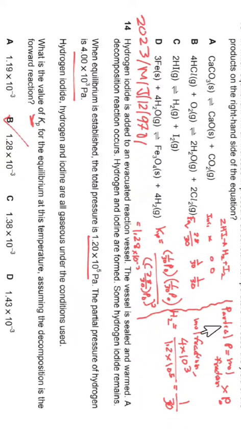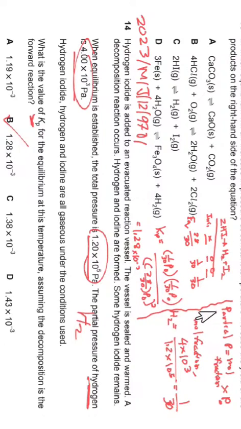So for this reaction we have hydrogen iodide reacts to form hydrogen and iodine. Initially we take hydrogen iodide as X, hydrogen and iodine as 0. So we have given that the partial pressure of hydrogen, that is H2. So we have given the partial pressure of hydrogen and we have given the total pressure.